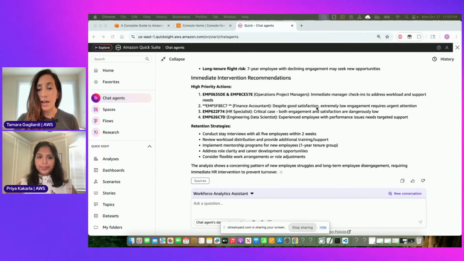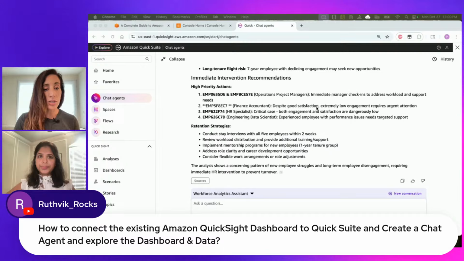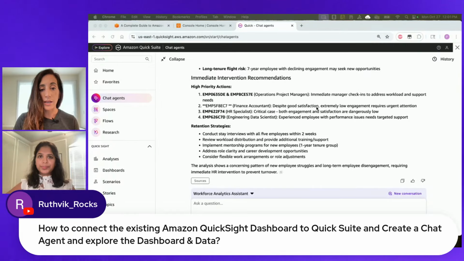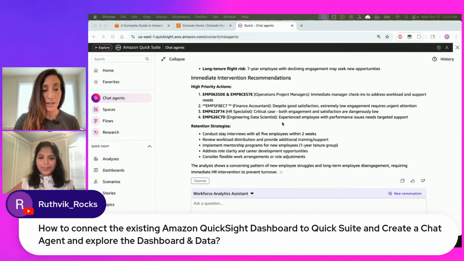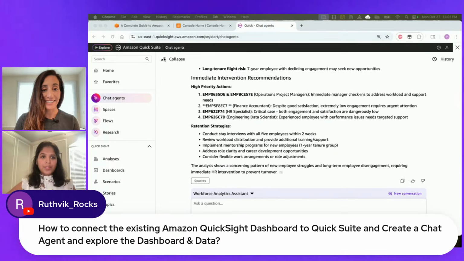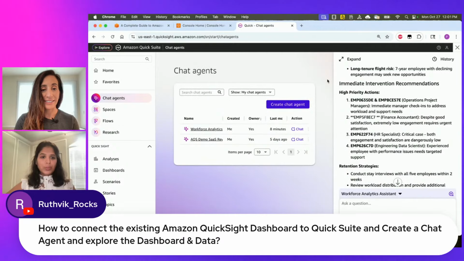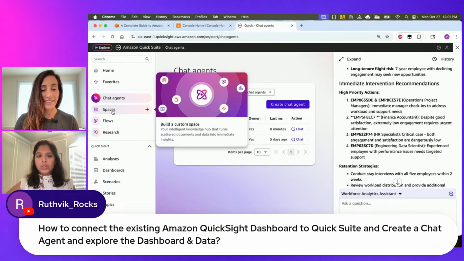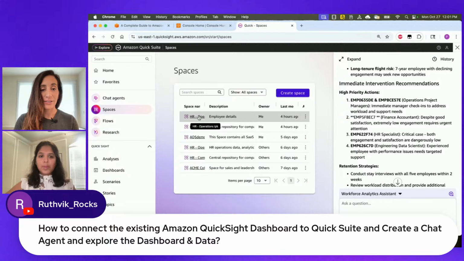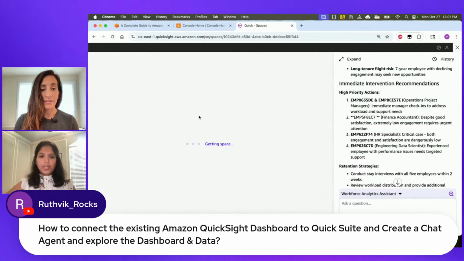We also have another question coming in on how to connect an existing Amazon QuickSight dashboard to Quick Suite to create the agents. Can you elaborate a little more about that? I know that we had users that were already QuickSight users. I can touch upon that if it's okay. I'll just collapse this for a minute, and I'll show you how you can do that quickly here. I was talking about spaces, right? I have a space here. Let's go to the space.